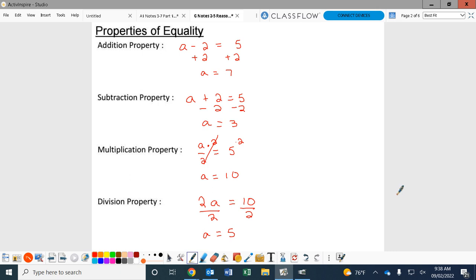We're going to use those in equations to solve them. You're going to have to name those properties. Those are usually ones that people don't have trouble with, mainly because they're exactly what they look like. You're adding to both sides, it's the addition property of equality. You're subtracting from both sides, it's the subtraction property of equality, etc.